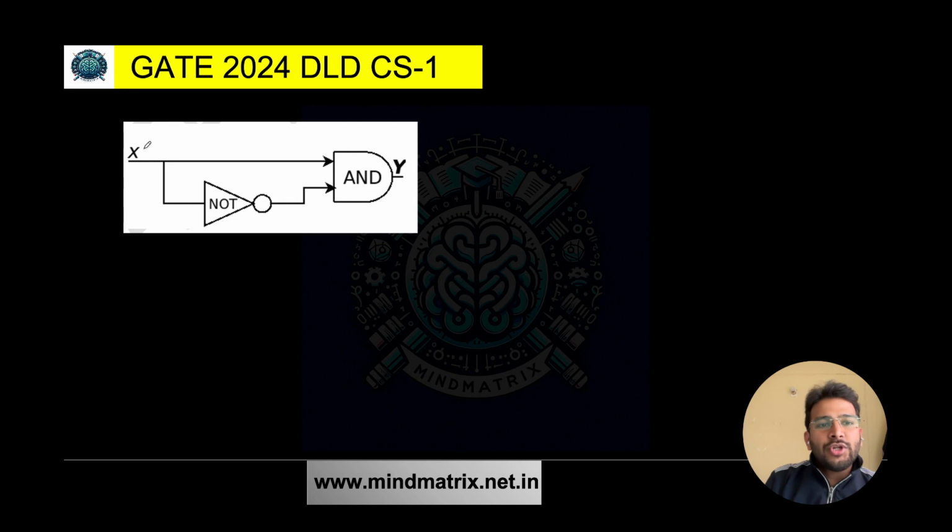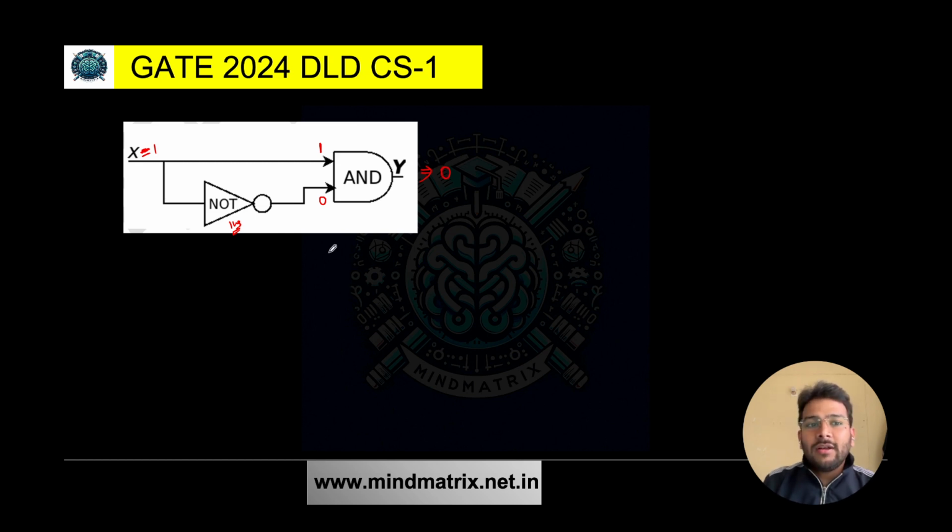Now, when x is making a transition from logic 1 to logic 0, initially the value of x is 1. Let's say again we are considering that 1 nanosecond delay is here. There is no delay, so here we are getting 1 directly, and here let's say we are having 0 because there is a NOT gate. So the output we are getting, 1 and 0 will give me 0 only.